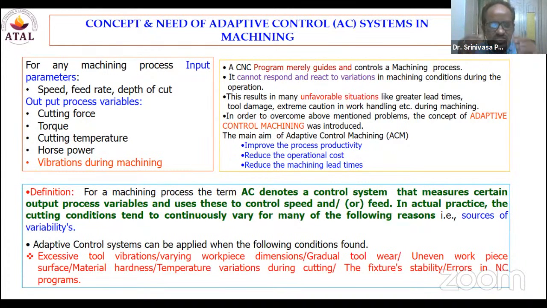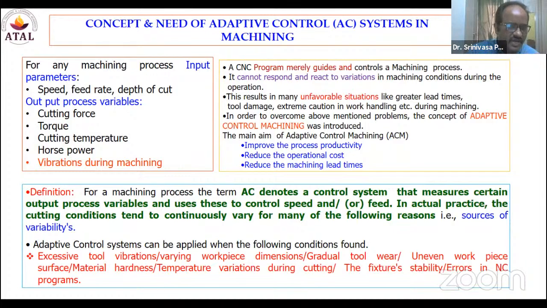Whenever it identifies a new solution, it gives the respective suggestion, the respective program, the respective set of input parameters, which will be given as part program for execution of the program. Automatically, input parameters will be modified in the part program.